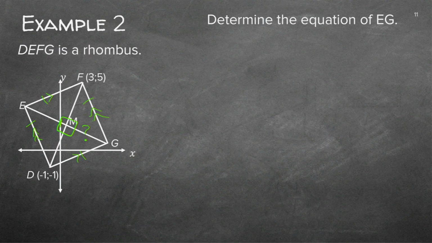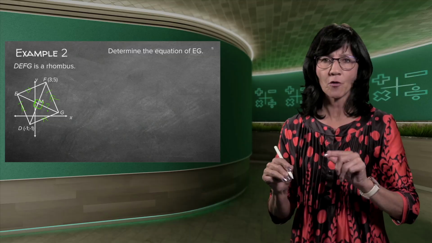Now they asked me to determine the equation of EG. If you look at E and G, there's nothing given, absolutely nothing. Not even one piece of nothing. But what is EG doing? EG is crossing, in fact, it's bisecting the line DF, because I know that's one of the properties of a rhombus. So if I can find the midpoint of DF, do you agree with me? It would also be the midpoint of EG, because they told me in this case it is a rhombus.